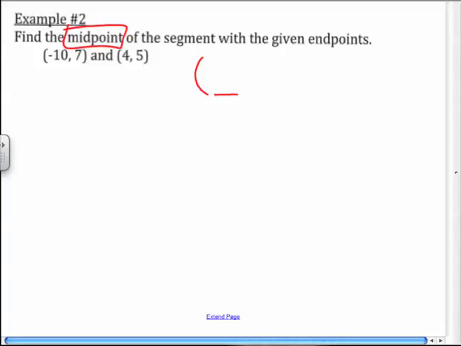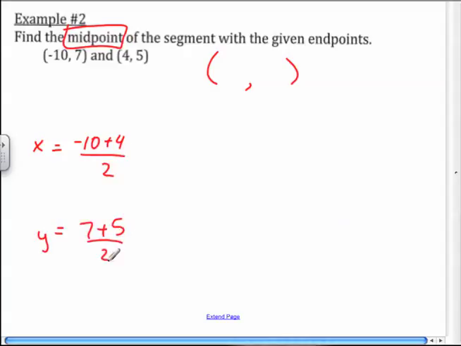Right? Okay, let me get rid of that. I know it's going to look like this. I need an x and a y. And you'll remember what I told you to do for a midpoint. I'm just averaging the x's and averaging the y's. So to find the x, it is going to equal negative 10 plus 4 over 2. And the y is going to equal 7 plus 5 over 2.